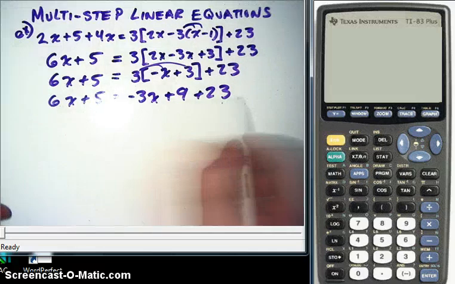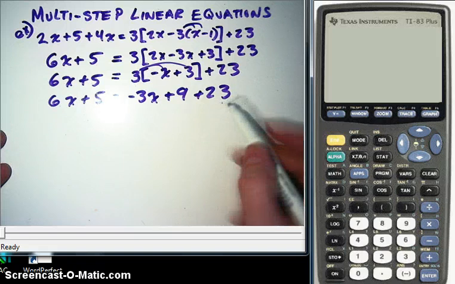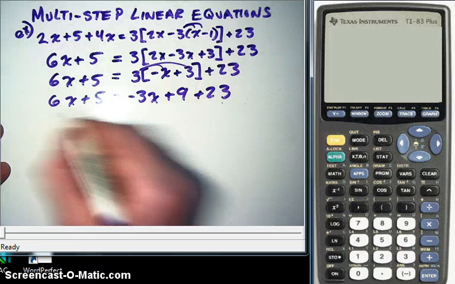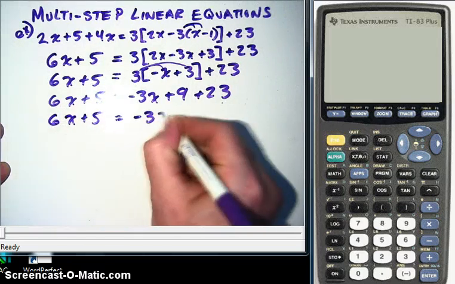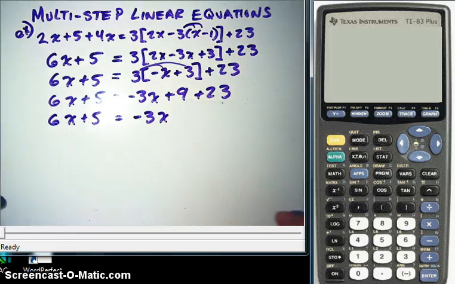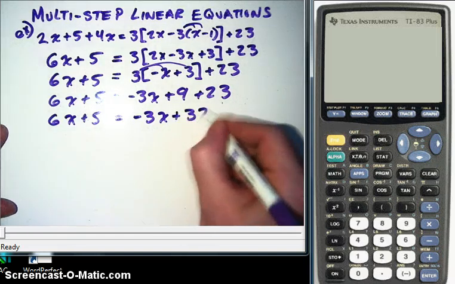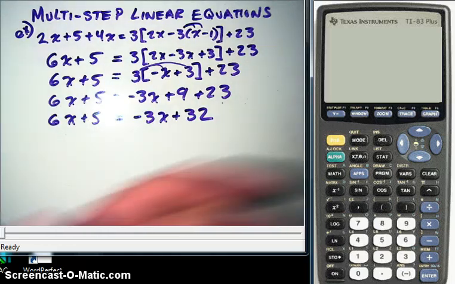On this side, we are still not completely simplified. What we have to do is to add like terms. These two terms right here would turn into 6x plus 5, copy again, negative 3x, and then the like terms, 9 plus 23 gives us 32. Now what we're left with is a three-step equation. What we're supposed to do is gather all the x's on one side, all the numbers on the other side.